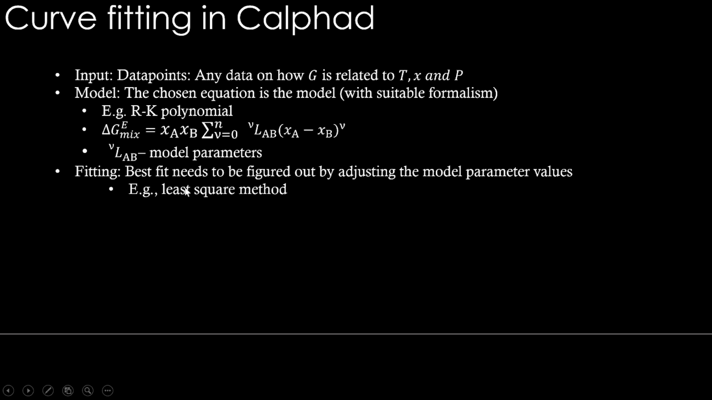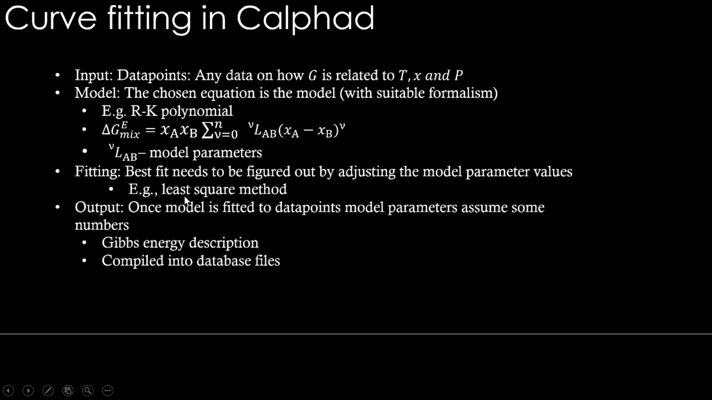And fitting is again about figuring out the best fit by adjusting the model parameter values. We can use methods such as the least square method, and the output is going to be this. Once the model is fitted to data points, the model parameters assume some numbers, and from that we are going to get the Gibbs energy description. We have seen a few Gibbs energy descriptions before, the SGTE data and all I showed. That is going to be the Gibbs energy description. Ultimately, we are going to combine that and put it into database files. We have used databases and made several calculations, and this is how the Gibbs energy is arrived at. This is a very simplistic picture of what is happening here.